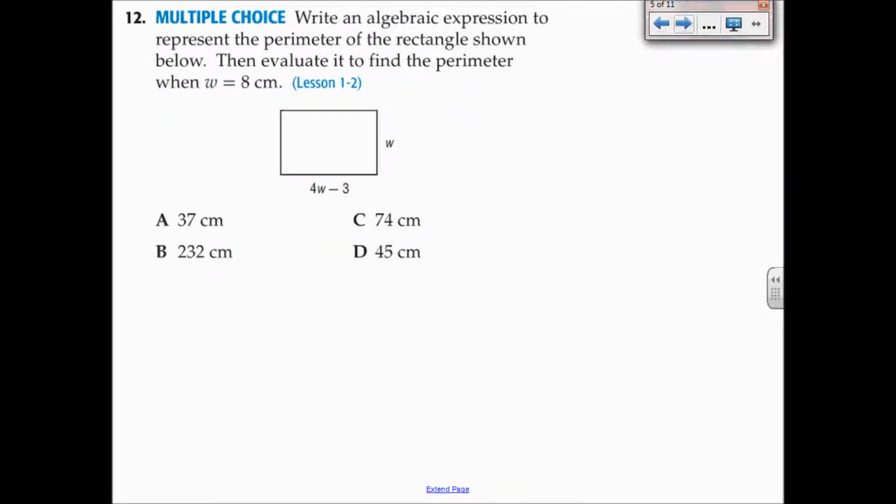Number 12, it says write an algebraic expression to represent the perimeter of the rectangle shown below. Then evaluate it to find the perimeter when W equals 8 centimeters. Well, remember we've done several of these in class, and to find the perimeter, it means add up all of the sides. And since it's a rectangle, the sides that are opposite are the same.